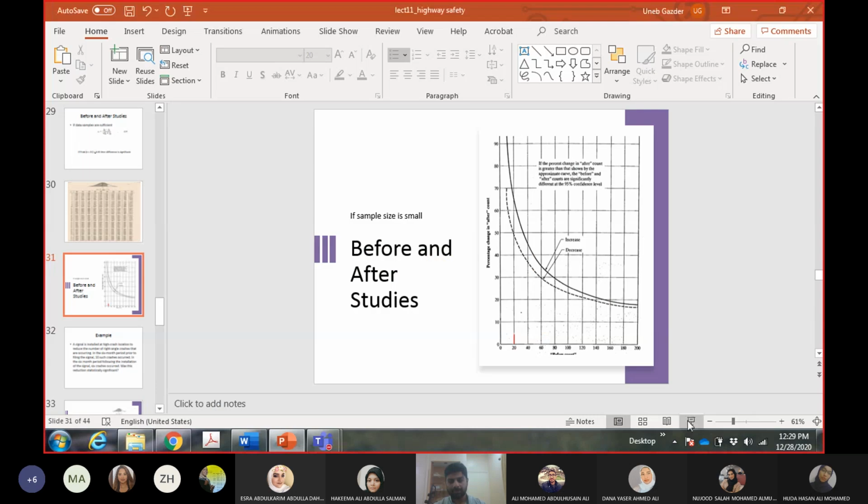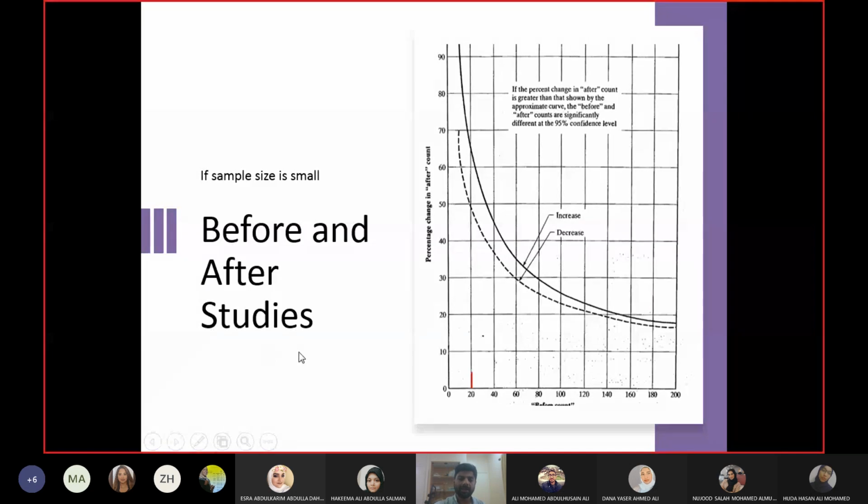So on the x-axis you have 20, on the y-axis you will plot 25, because that is the change you have achieved. So 25 will be somewhere here. The two points, the x and y, are meeting here. Now what is the criteria here? If your required point is meeting below the curve, that means the change is not significant. If the point is on the curve or above the curve, the change is significant.